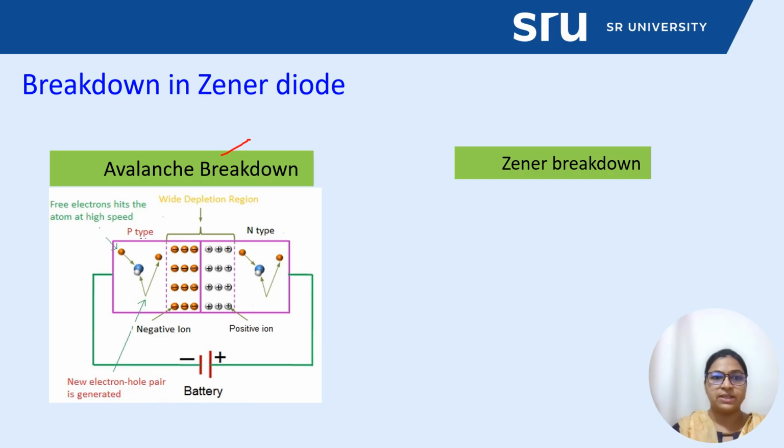So the avalanche breakdown voltage of a Zener diode is around 6 volts. So this is basically around 6 volts, and this is the typical avalanche breakdown diagram, or these are its features.